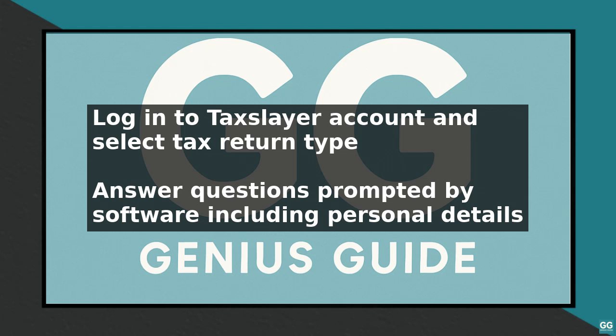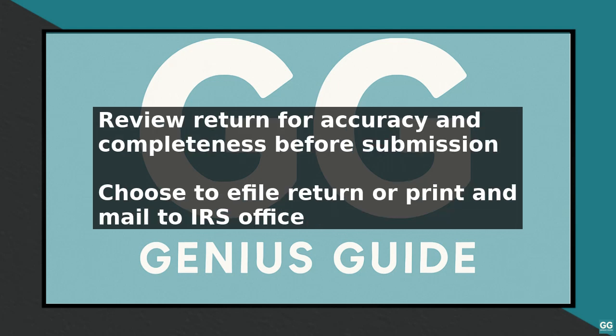Make any necessary corrections before submitting your return to the IRS. You can choose to e-file your return or print and mail it. Finally, pay any taxes due or apply for a refund if you are eligible. You can also set up a payment plan if you are unable to pay your taxes in full.